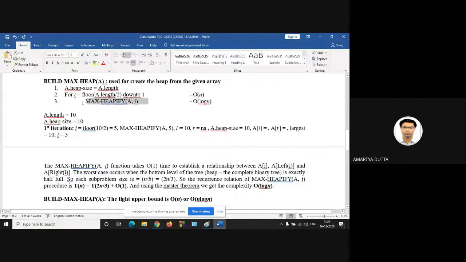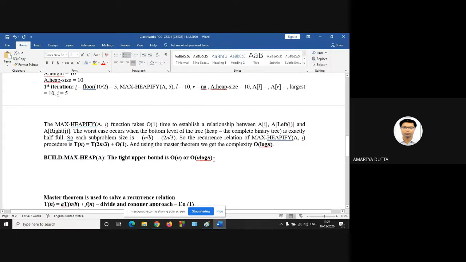This max heapify procedure is under the for loop. Yes sir. So this log n is called for n times. So it should be order of n log n. It is correct. The running time is order of n log n. It is correct. This is the upper bound.